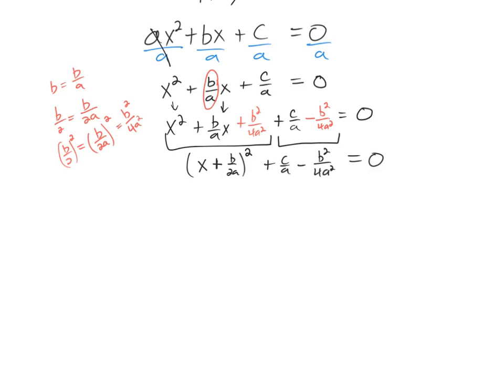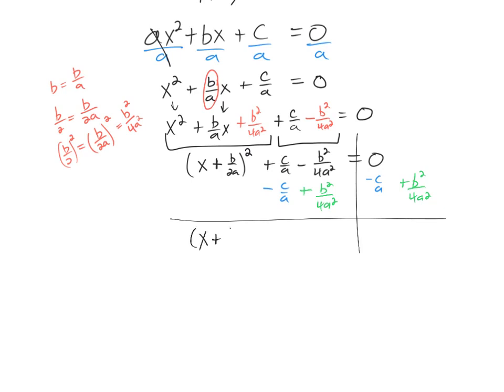So we're going to solve this, which means we've got to subtract c over a on both sides, and add b squared over 4a squared to both sides. I'm kind of lumping these together, but it's a balanced move because it's happening on both sides of the equal sign. So I'm left with x plus b over 2a, all of this squared, equal to negative c over a plus b squared over 4a squared. That's a little weird, right?